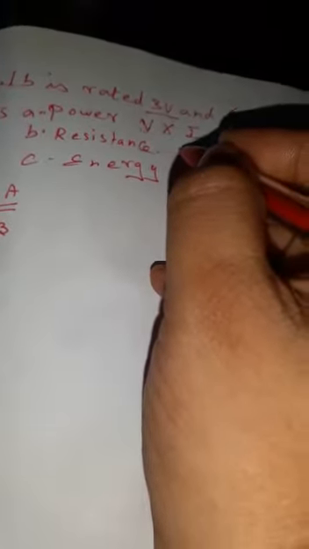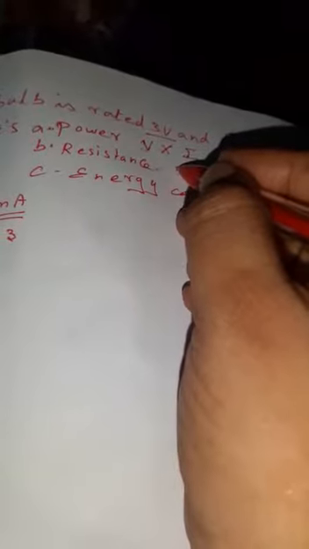Power, voltage into, what is the formula for power? Voltage into current. Resistance: V is equal to IR, so R is equal to V by I. Energy consumed is power into time.